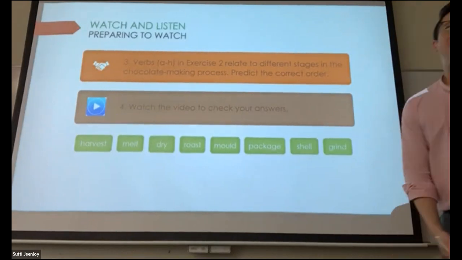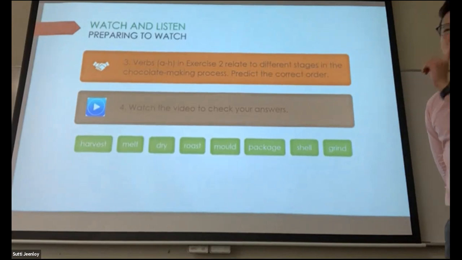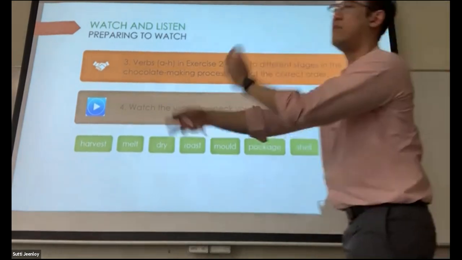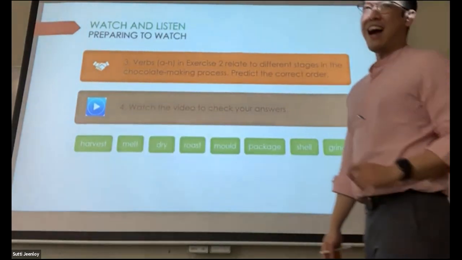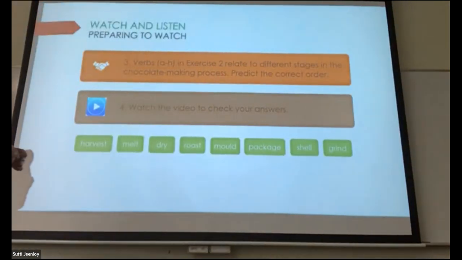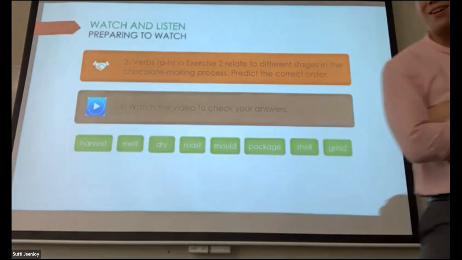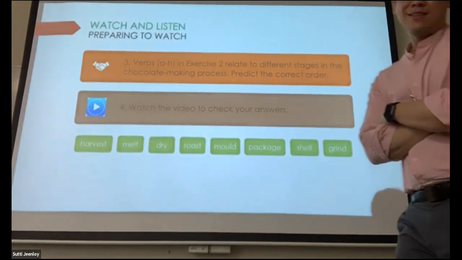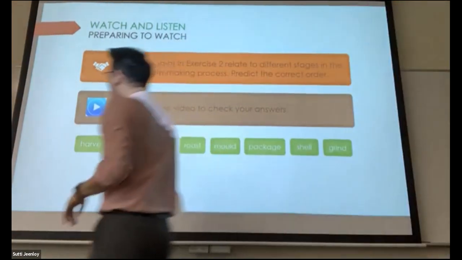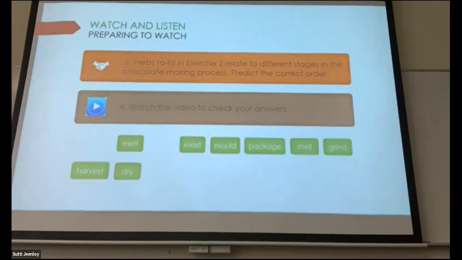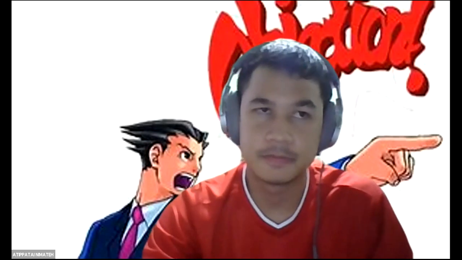Try it first. Okay, the first one of course will be harvest, right? And then you harvest and then you shell it. Are you sure? You have to dry it first. A classmate says dry first. Do you guys agree? Good. Okay, good. First we harvest, of course. And then we dry it. Good. After that, we shell it.